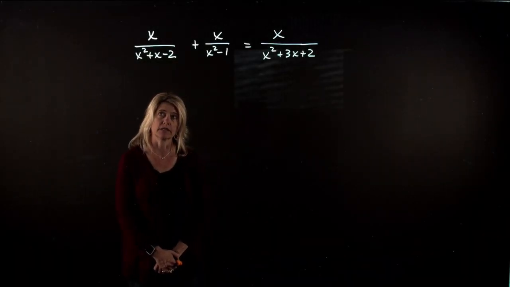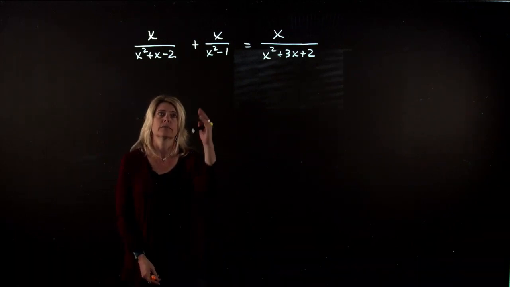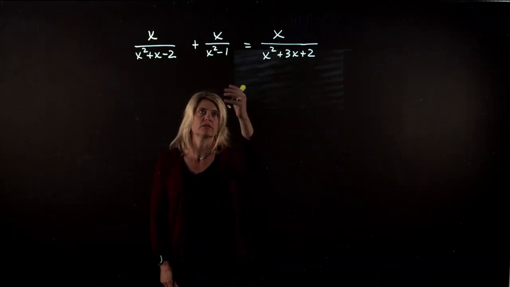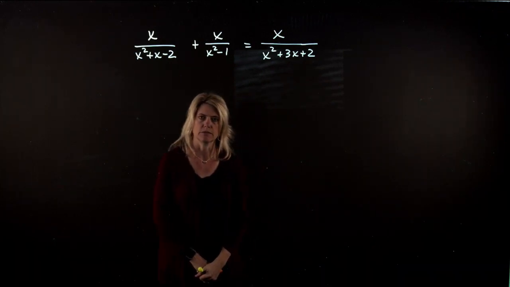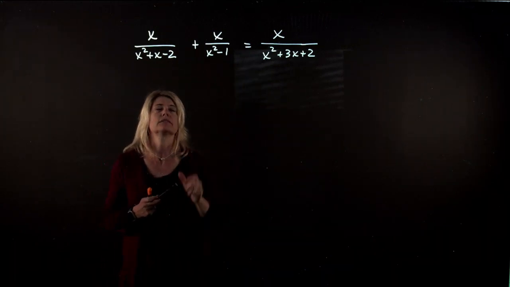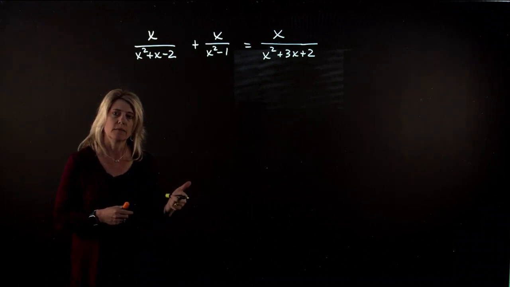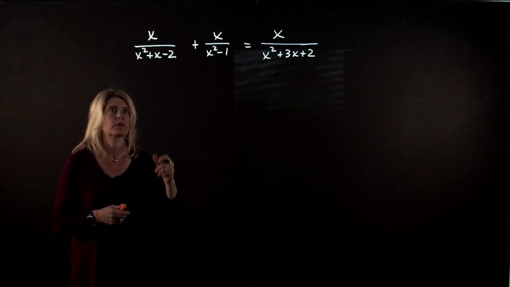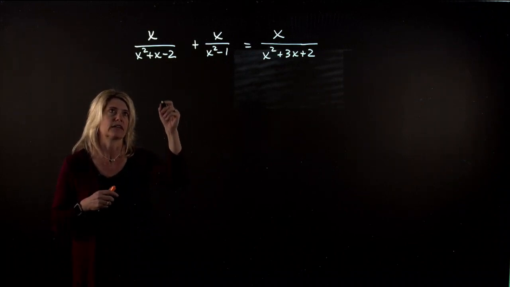In this problem, we want to solve x divided by x squared plus x minus 2 plus x over x squared minus 1 is equal to x over x squared plus 3x plus 2. So the first thing we want to do here is factor each of these denominators so that we can see more clearly what our least common denominator is going to be, and then also what we're going to rule out as answers or values of x we cannot have.